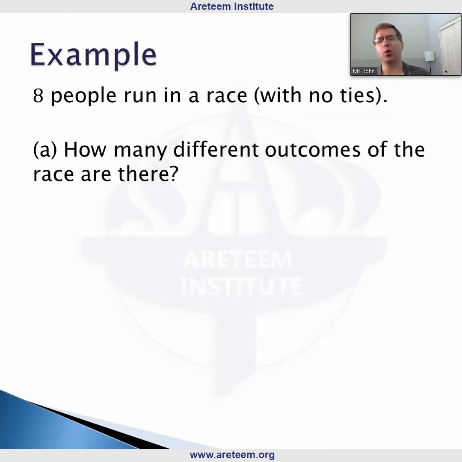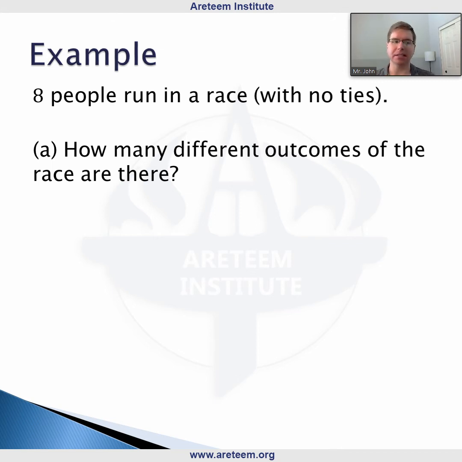Let's look at an example question here. Suppose 8 people run in a race. There's no ties, right? So we're just thinking about a normal race, kind of. And we want to first ask how many different outcomes of the race are there.